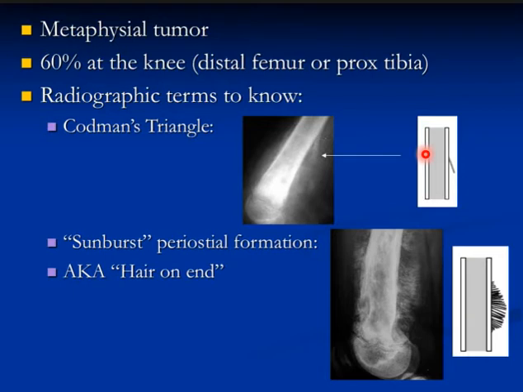It's periosteal reaction. It's a metaphyseal tumor, and 60% present at the knee, distal femur or proximal tibia. Radiographic terms to know: you have to know what we mean by Codman triangle, elevated periosteum in a triangular way, which is suspicious for malignancy. And sunburst appearance, like sun rays, also known as hair on end.